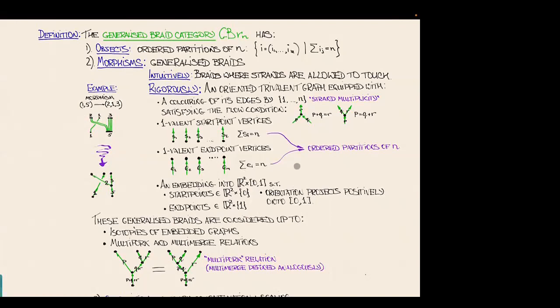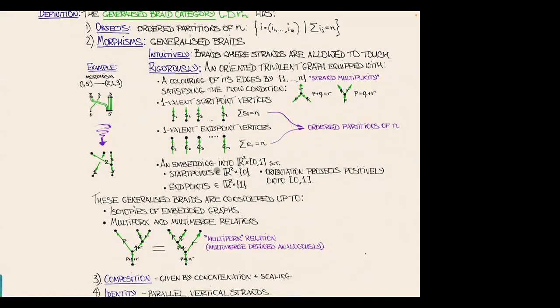So in order to have overcrossings and undercrossings, we consider this trivalent graph with an embedding into R2 cross the unit interval. So we think of this as an infinite plane, which then runs vertically from 0 to 1. All the start points lie in this plane at level 0. All the endpoints lie in this plane on level 1, and the orientation of our graph projects positively onto [0, 1]. So you're not allowed to loop back. Your strand's not allowed to go like this and then suddenly loop back. We don't have cups and caps. We just have joinings, splittings, and crossings.